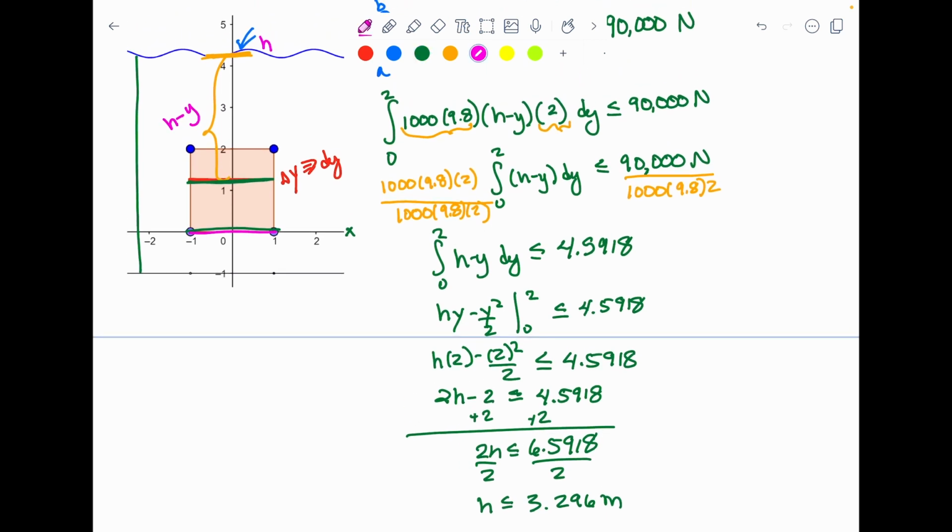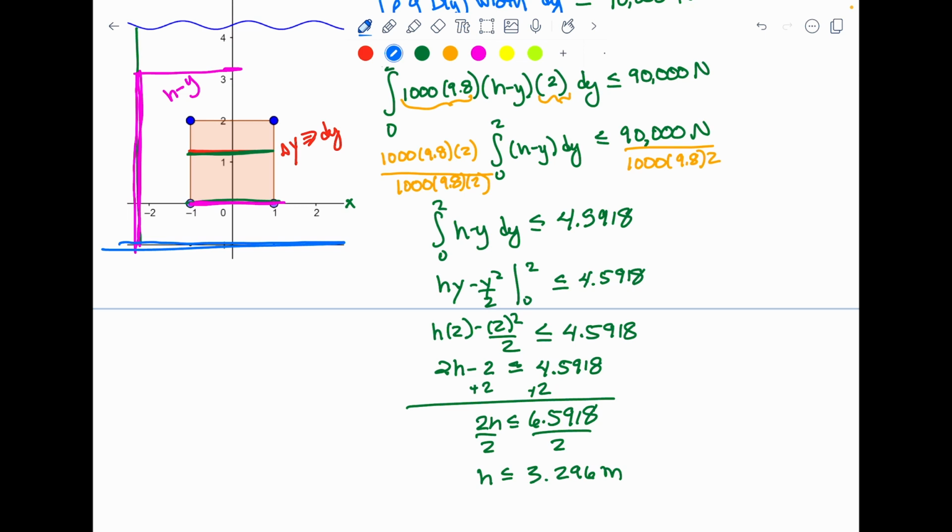Now let's go back to our picture, because this is not our final answer. That h is just how high on the y-axis we can put it. So in this case, I drew the height of my water a little bit too high. It's really going to come down here closer to 3. I want this full height of the tank. Remember, the bottom of my window is at the x-axis, but the bottom of my tank is actually down here at y equals -1. So the last thing I need to do is add 1 to this h value. So the actual depth that I can fill this tank to is going to be that 3.296 meters plus 1. So I can fill this tank to a depth of 4.296 meters without this window failing.